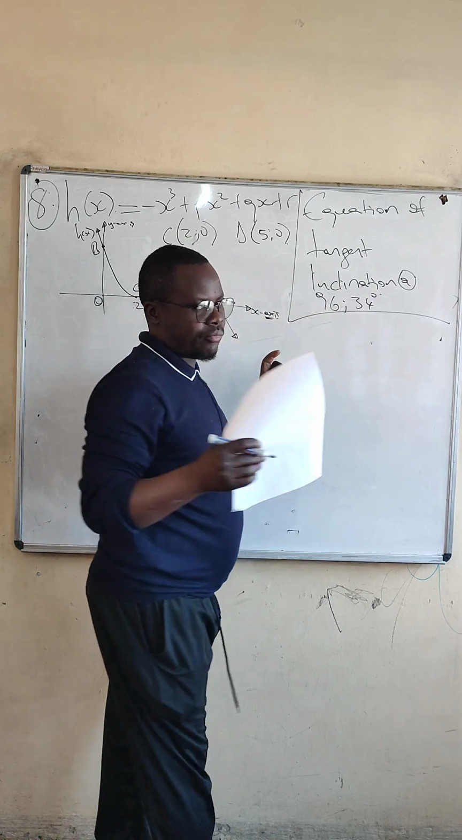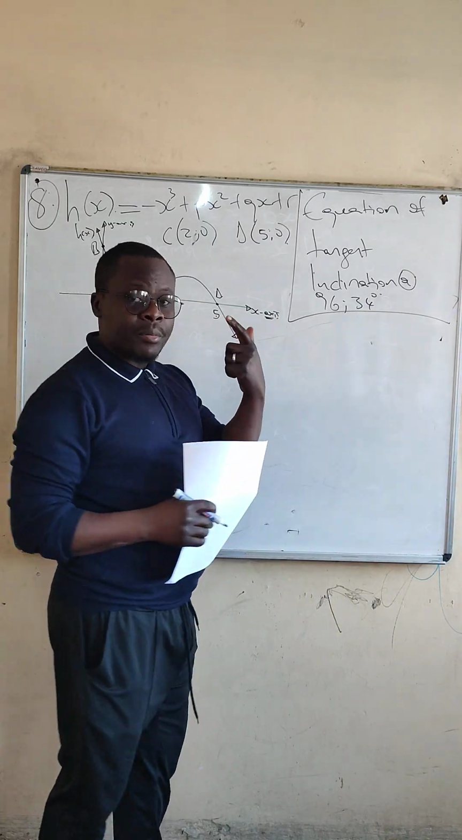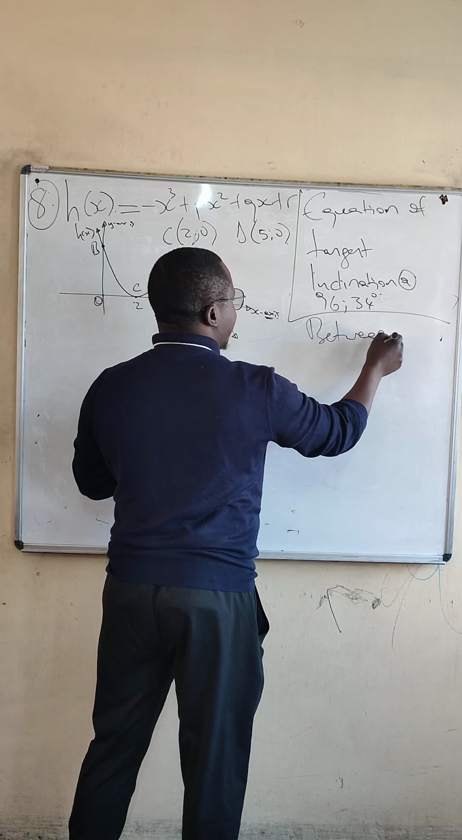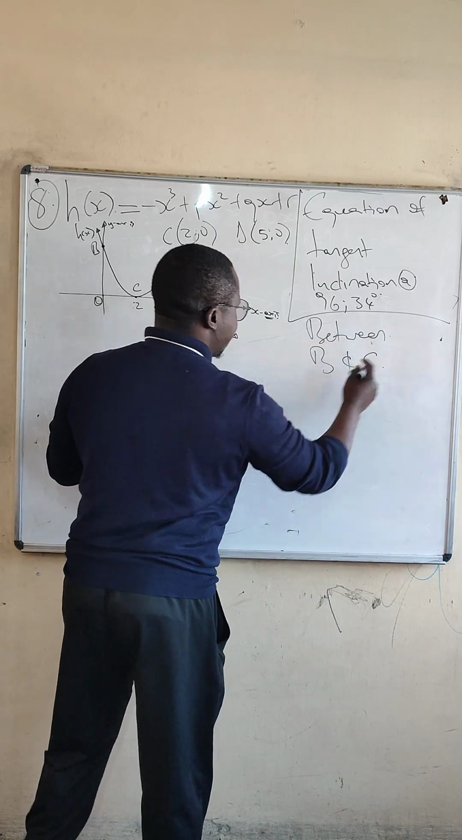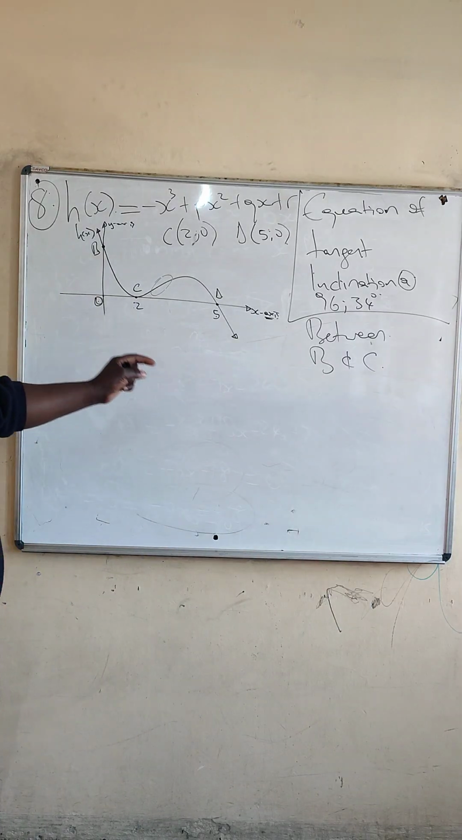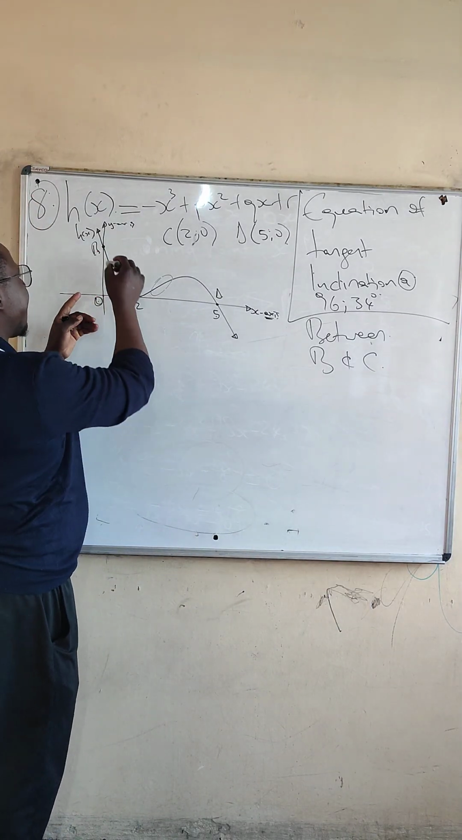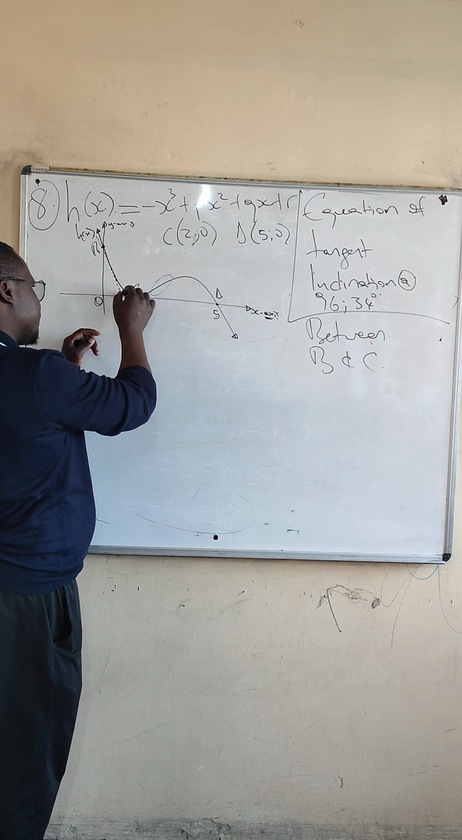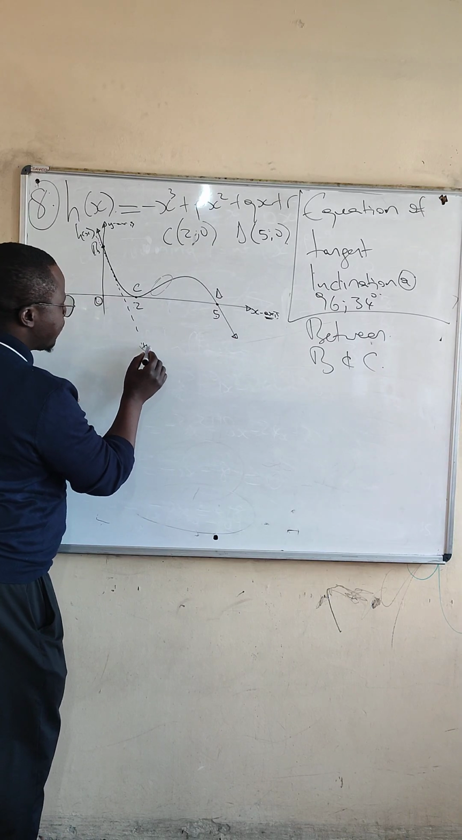96,34 degrees. So 96,34 degrees, but the information provided also is that it is between B and C. So if we were to draw that line between B and C, it's a line that I'm going to put in a dotted format like this. Okay, so this is our tangent.